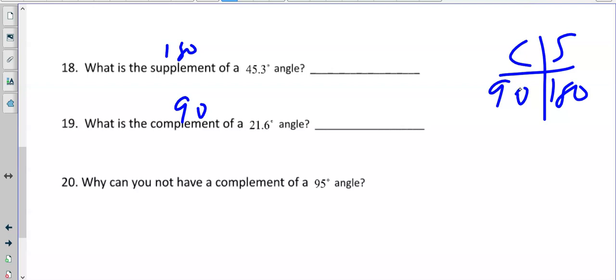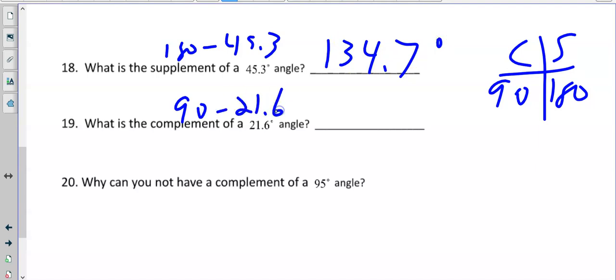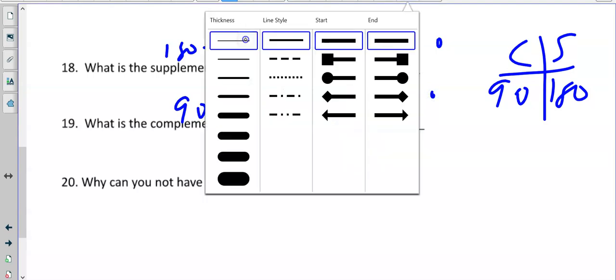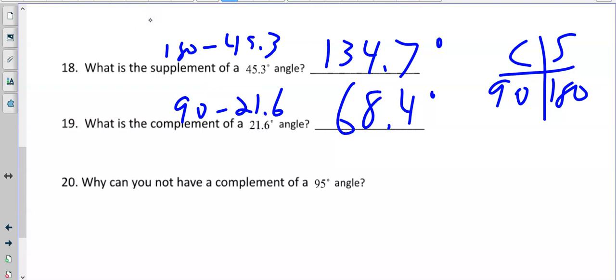So a supplemental angle adds up to 180. So if I just do 180 minus 45.3, I will get the supplement of 45.3, which is 134.7. And if I want to find the complement of 21.6, I subtract that from 90, and that will give me 68.4 degrees.